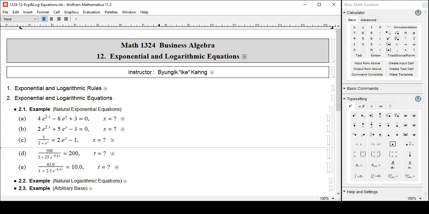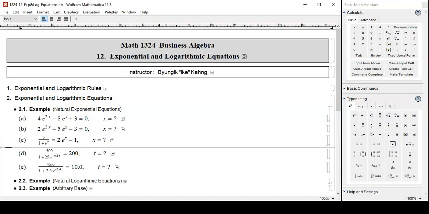Regard those as a quadratic equation of e to the x, solve it using factorization technique or whatever, and then in the end, take the natural log to replace the x value in place of e to the x. Please remember the possible extraneous solutions and you're going to be fine.